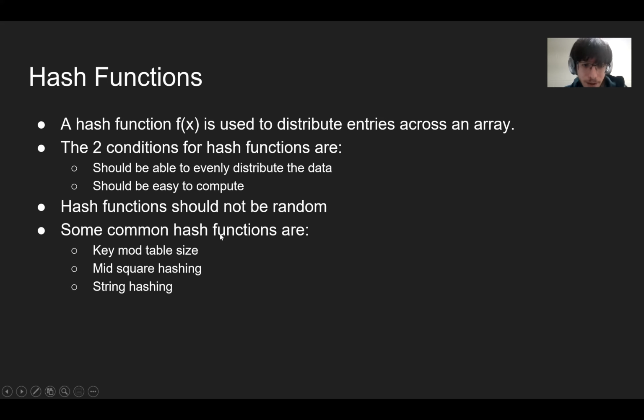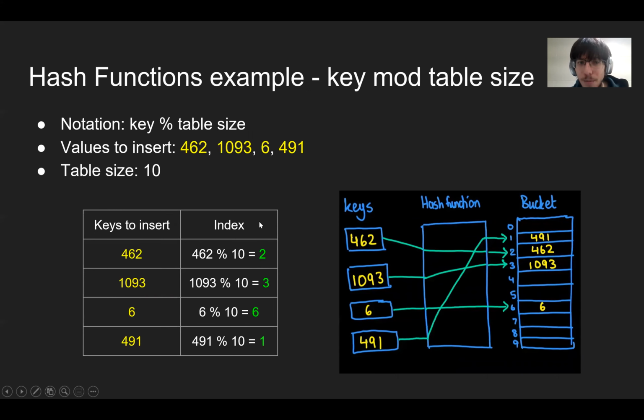And common hash functions are key mod table size, mid-square hashing, and string hashing. So we'll see a little bit of those. So key mod table size, for example, is if you want to insert, let's say, value 462 into a table of size 10, then you just do 462 mod 10, which gives 2. And so you insert it into index 2. And 1093 mod 10 is 3, so you put it in index 3, right? And 6 mod 10 is just 6, and 491 mod 10 is just 1. So you're just inserting those into those indices in the bucket, right?